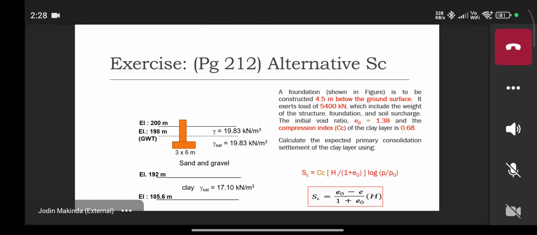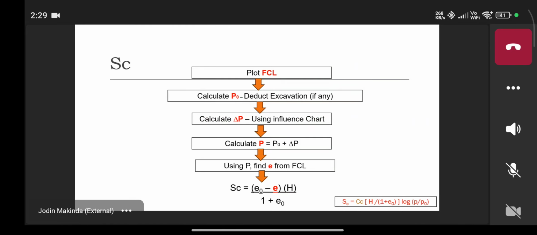Meaning that there is an alternative formula for SC. Commonly, we use the one at the bottom here. But through this example, we learned that CC, the slope of the consolidation, can also be used to calculate the total settlement. This is the alternative formula. Okay? All right?